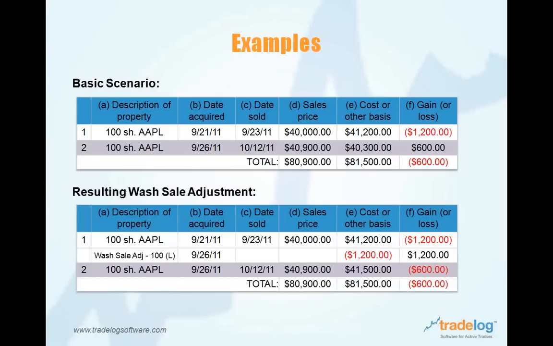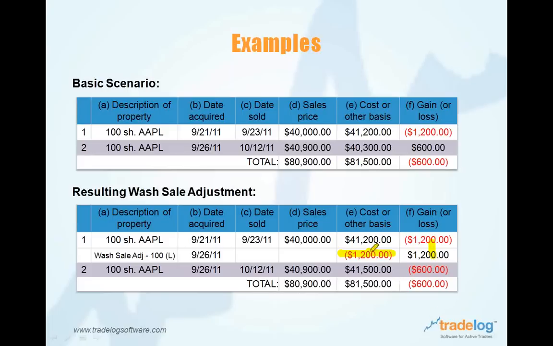Now, here's what results when we've made the wash sale adjustment. You'll notice that that $1,200 loss has been washed out, as we see on this particular line. There's that $1,200 loss. So now it pretty much washes out the loss that was recorded from the trade, so that when you add those two lines together, it's zero.